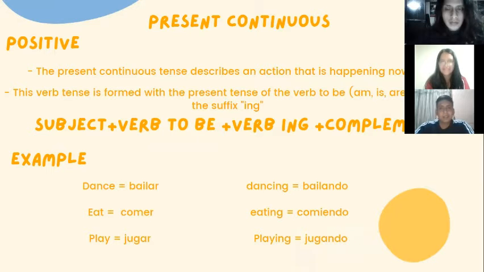Present continuous. The present continuous tense describes an action that is happening now. This verb tense is formed by the present tense of the verb to be, am, is, are, adding the suffix ing. Structure, subject, verb to be, verb plus ing, plus complement. For example, dance, bailar, dancing, bailando. Play, jugar, playing, jugando.